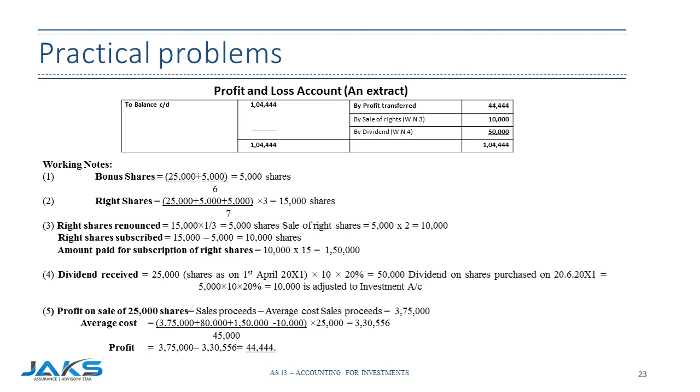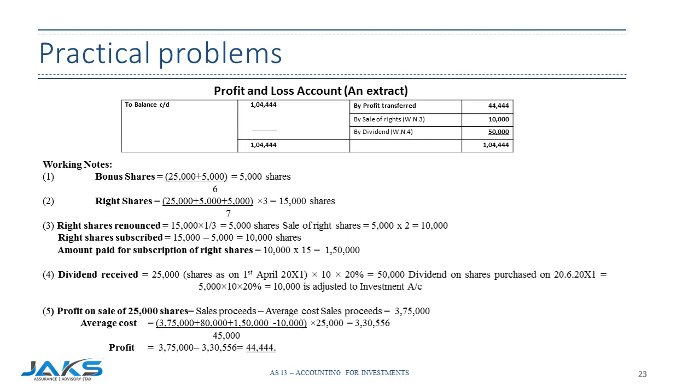Then, dividend received on shares. That is, on shares held on April 1st and shares purchased on June 20th. On shares held on April 1st, dividend equals 20% of 25,000 into 10, equal to 50,000. On shares purchased on June 20th, dividend equals 20% of 5,000 into 10, equal to 10,000. This is what we have adjusted against the cost of purchase in investment account.